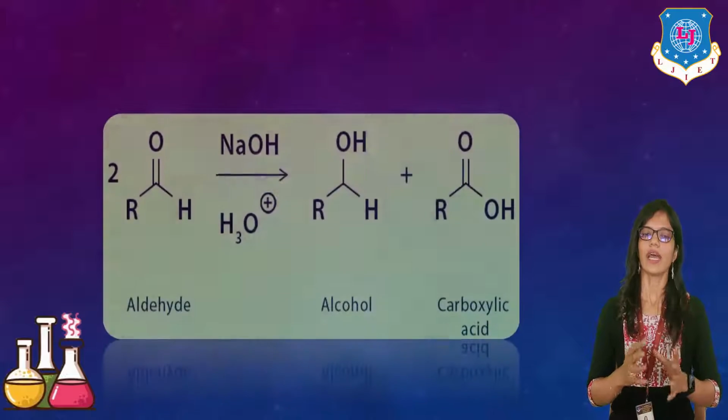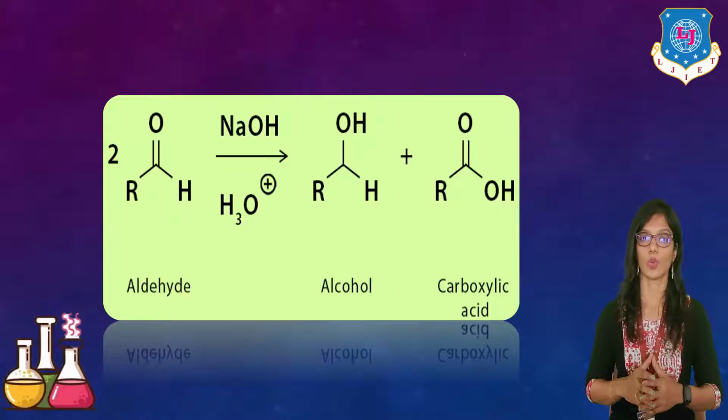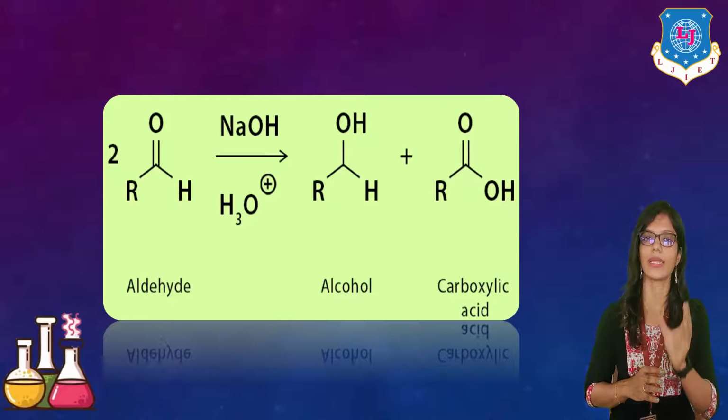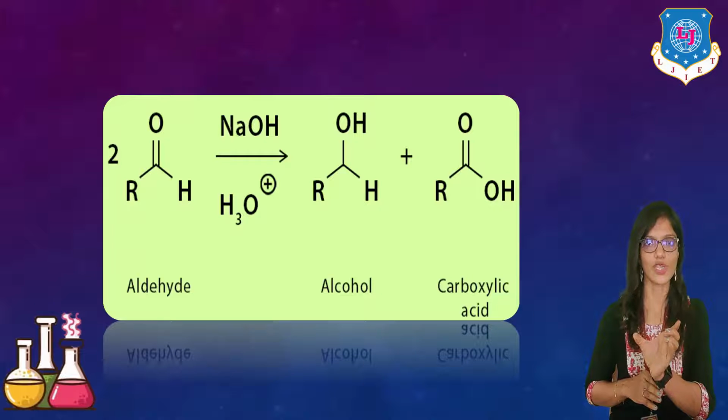Now let's see how it goes. What we have here is basically an aldehyde, two parts of RCHO. R can be anything, an aryl or an alkyl group, etc. That aldehyde functional group containing compound will react with NaOH. NaOH is a strong base, and H3O plus will be there.